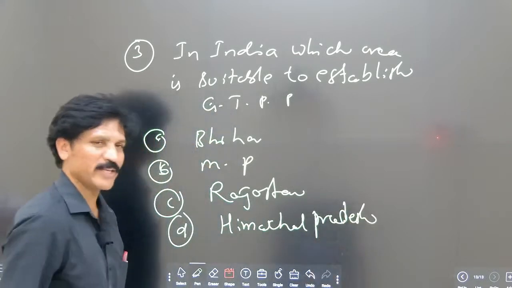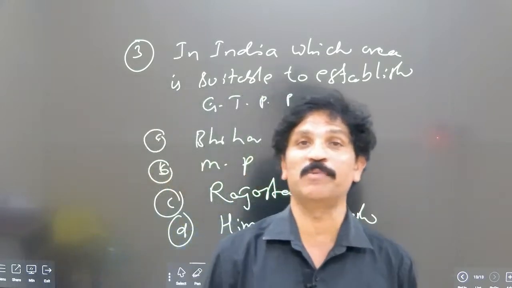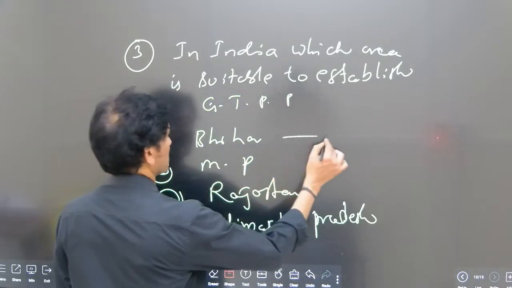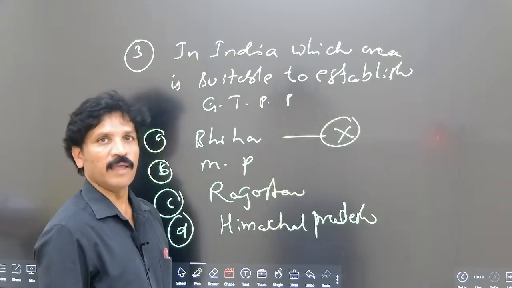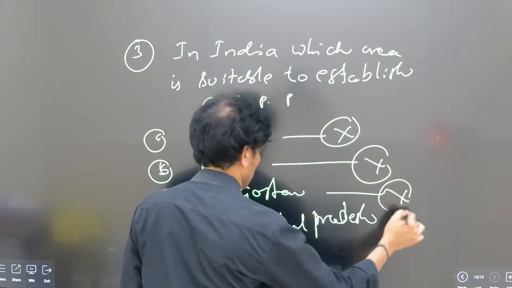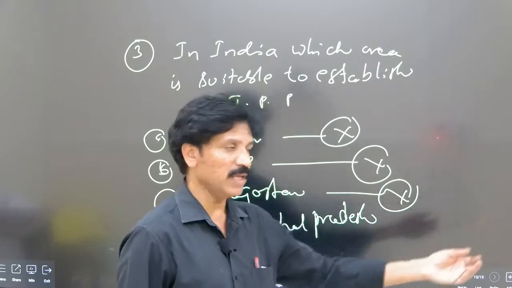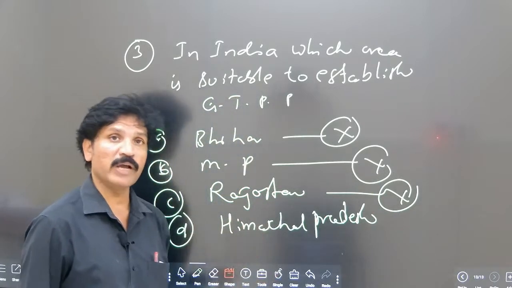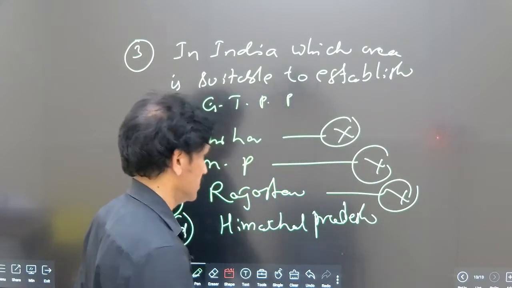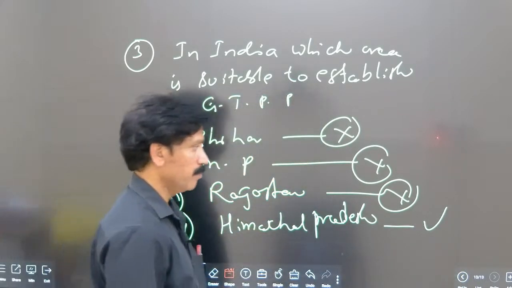Usually Himachal Pradesh is the coolest area, so it is suitable for the establishment of geothermal power plants. In Bihar the surface temperature is higher and the inside temperature is lower. Madhya Pradesh, same thing. Rajasthan, same thing. What I shared previously, that Himachal Pradesh and Jammu and Kashmir are the prominent places to establish geothermal power plants, is the right answer. So these are the questions in geothermal power stations.